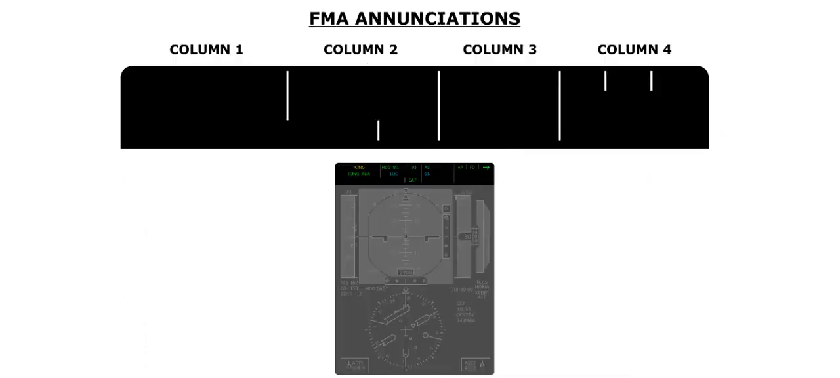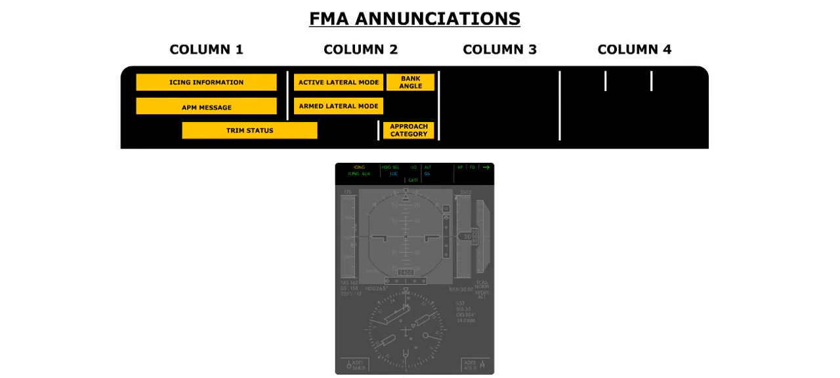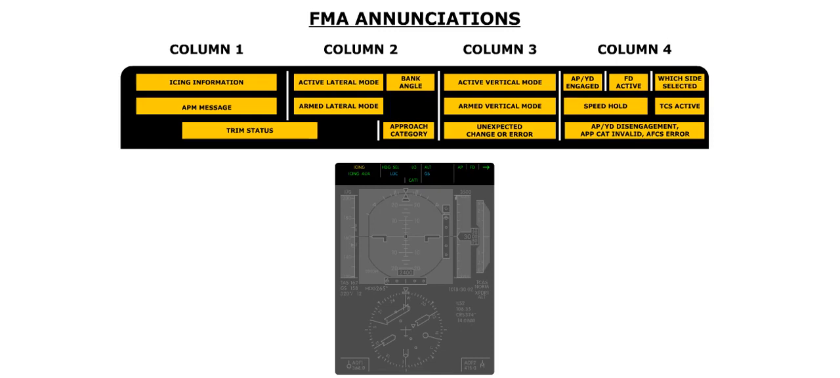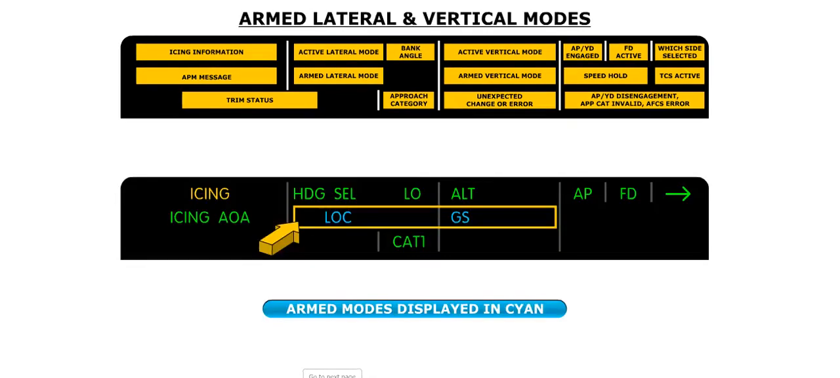The four columns of the FMA provide annunciations for icing status information, lateral modes, vertical modes, and engagement status of the autopilot. Each column has 3 rows. Armed lateral and vertical modes are displayed in the second row of the second and third columns, respectively. These armed modes are displayed in cyan.